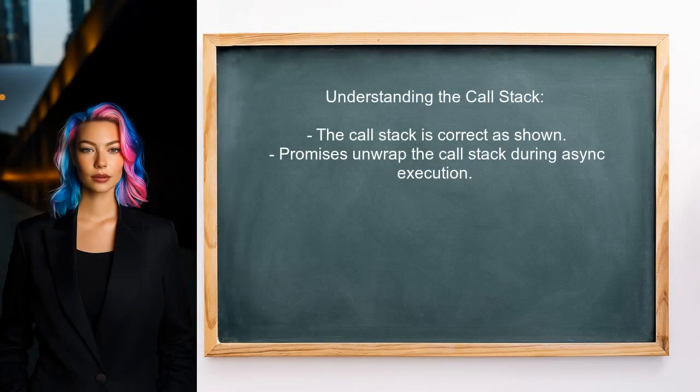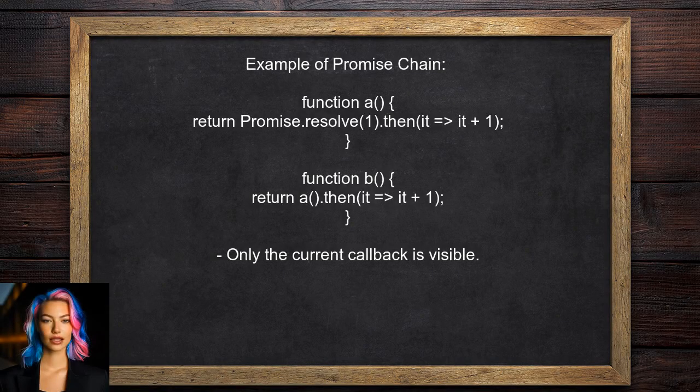This user explains that the call stack shown during debugging is correct. When a promise is created around an asynchronous callback, the call stack gets unwrapped. This means that when the callback executes, only the function passed to the then method is on the stack. They illustrate that in many cases, the promise chain is flat. For example, when using then handlers, only the current callback is visible.